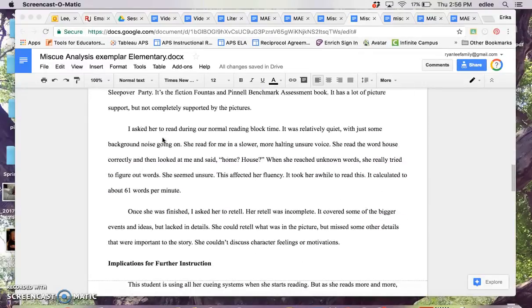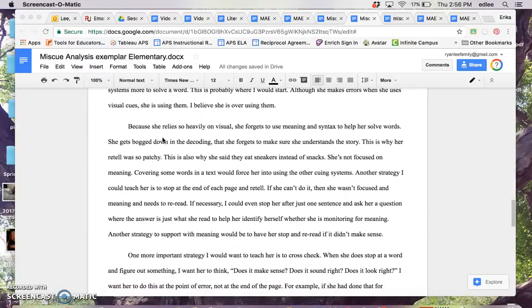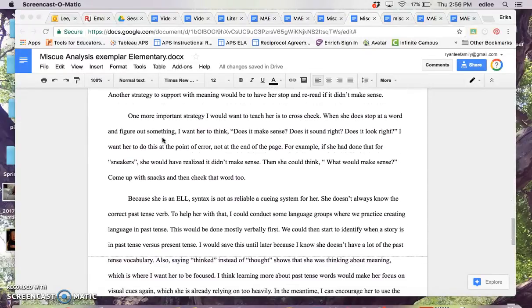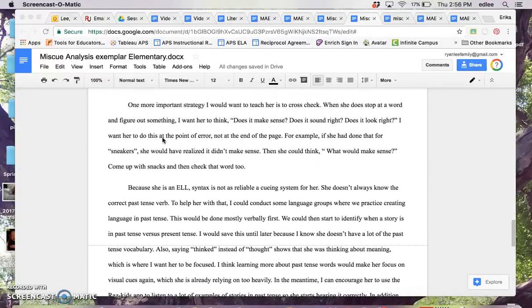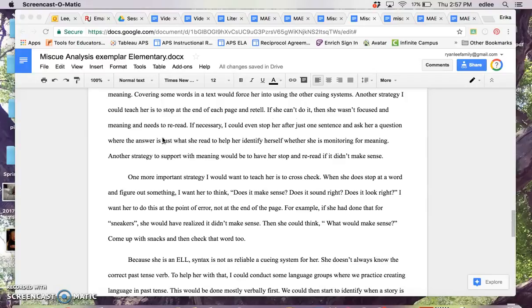So you'll notice in implications how this teacher also addresses how the student would be encouraged to use her syntactical system and the meaning system. One of the suggestions this teacher makes to help the student with meaning is to have her chunk and stop at the end of each page and do a retell, and to really ask herself if it's making sense and if she's comprehending what she's reading. If she doesn't, then she would have her go back and reread. Another great strategy to support meaning would be at the point of error to have her notice that it doesn't make sense and go back and start at the beginning of the sentence or another sentence and reread until it does make sense.